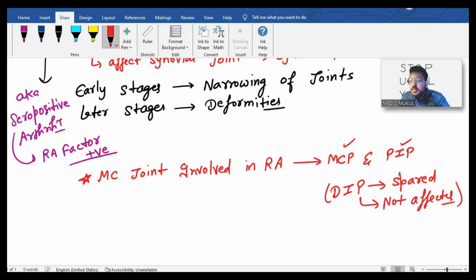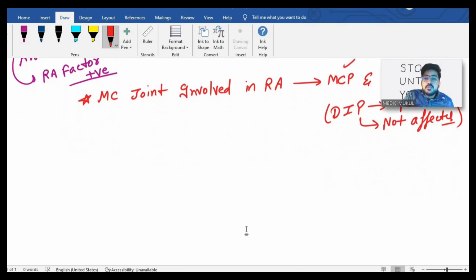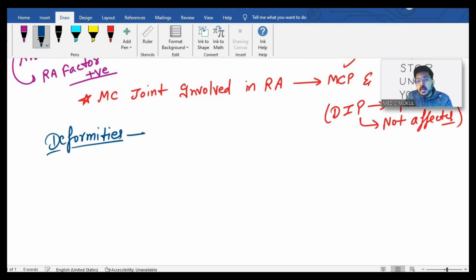That is DIP will be spared, that will not be affected. So let's talk about the deformities, because these are the important points you need to remember. So remember guys, these are the deformities. Remember always the deformities we are talking about, like swan neck deformity.